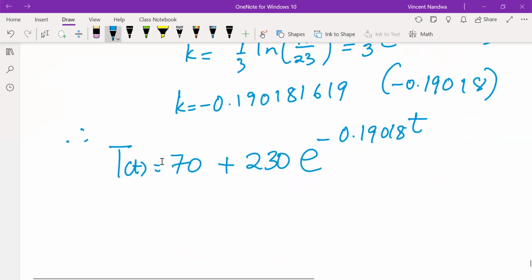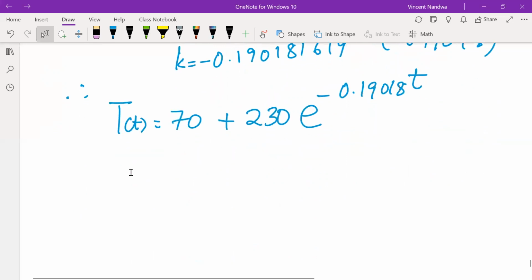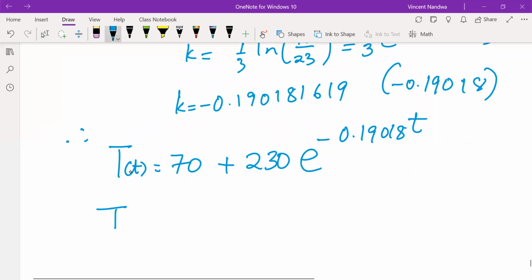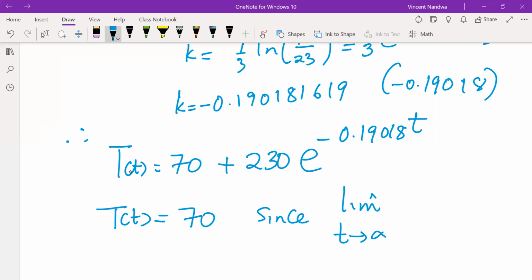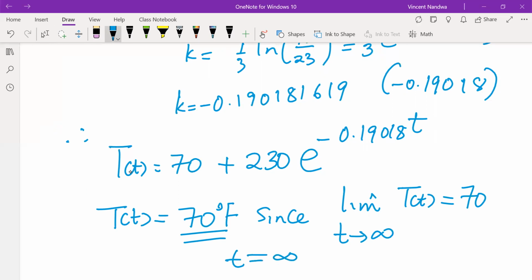So the time needed to take this cake to a temperature of 70 degrees: T of t equals 70 since the limit as t approaches infinity of T is what is giving 70. So therefore, the answer to the given problem is, for the temperature to be 70 degrees, t should be infinity.